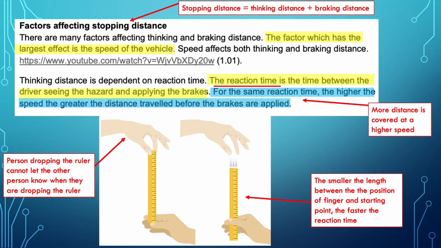And if you want to go and try it out, try it multiple times. Don't just do it once and say, oh, I caught it at 2 centimeters, I must have a really good reaction time. So you want to do this multiple times just to make sure that you get an average, and then that will be your most consistent reaction time.